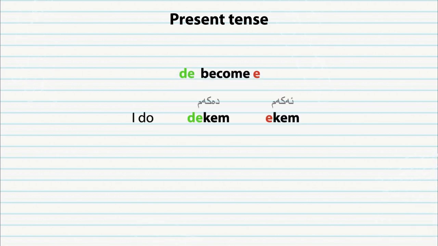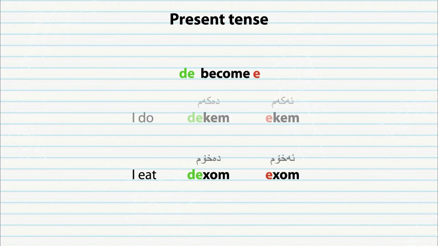In some cities and areas, the da can become a. For example, dakam becomes akam, dakhom, akhom.